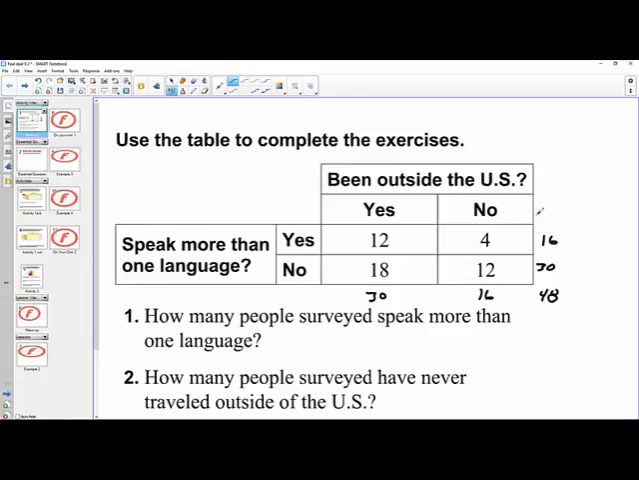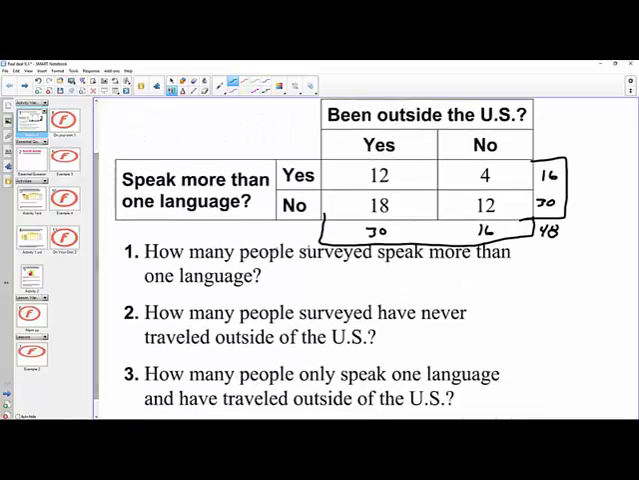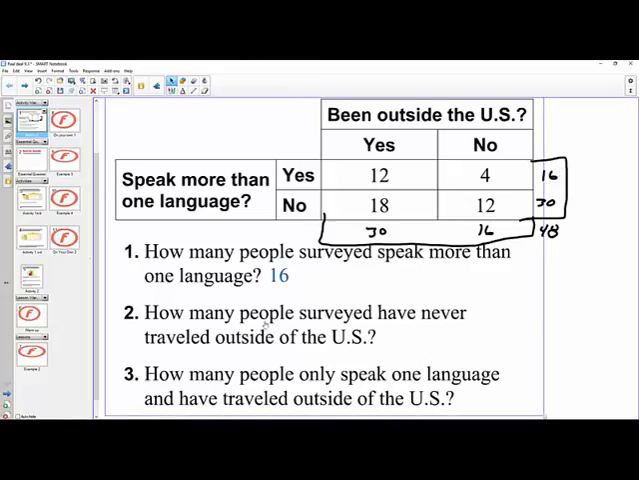Now that I've filled all this out, I can start answering the questions. The way that you answer the questions is you read very carefully. I know it sounds silly, but it says, how many people surveyed speak more than one language? If I look here, speak more than one language, yes. That would be the total of this column here, and it's 16. So that's my answer, 16 for the first one. How many people surveyed have never traveled outside of the United States? Never traveled. So that would be 16 as well.